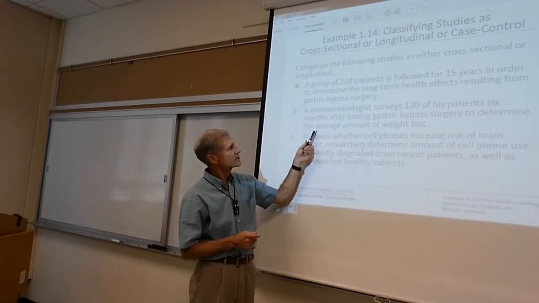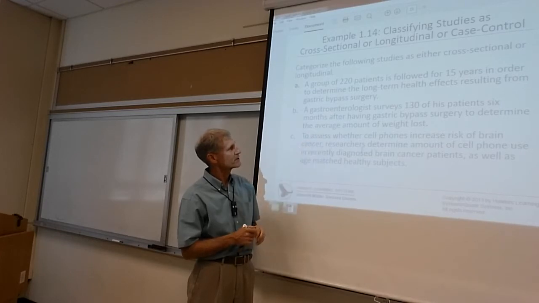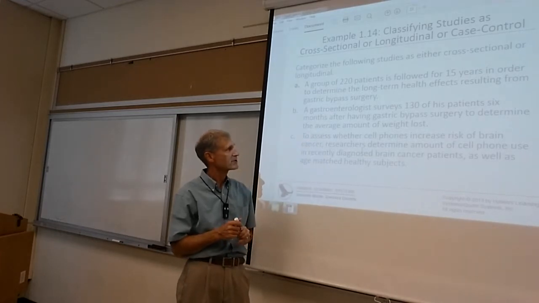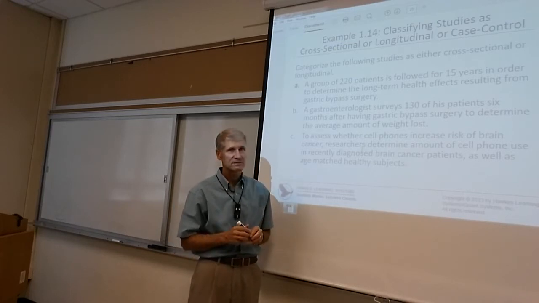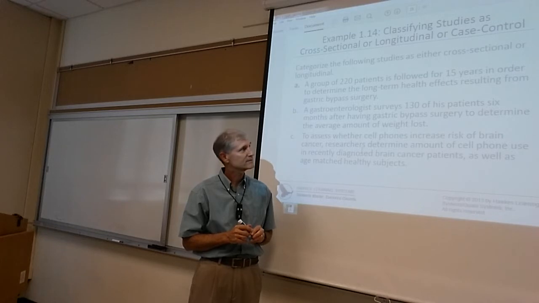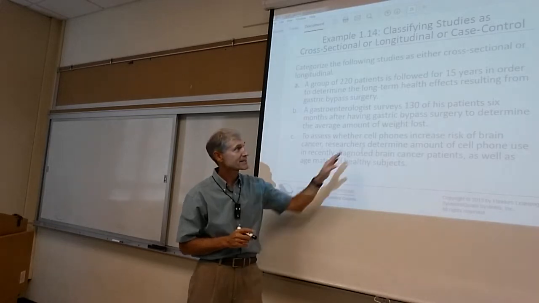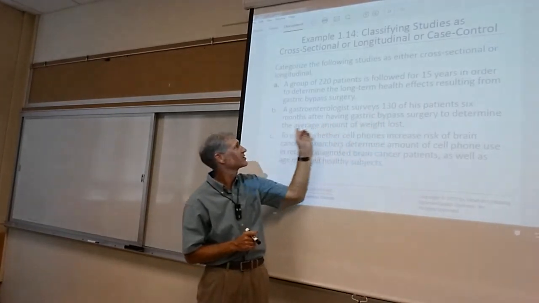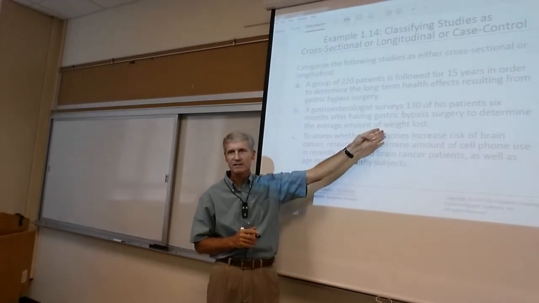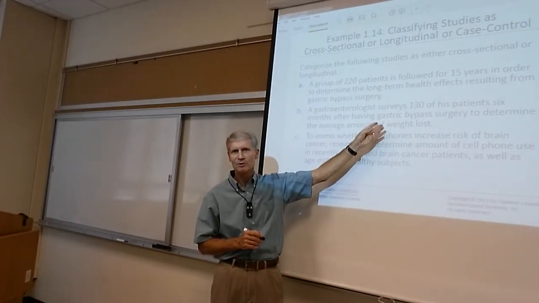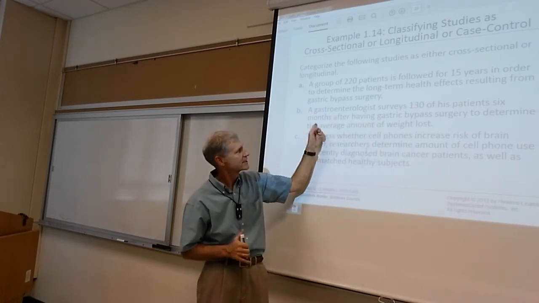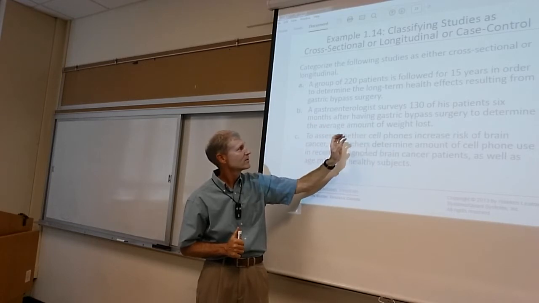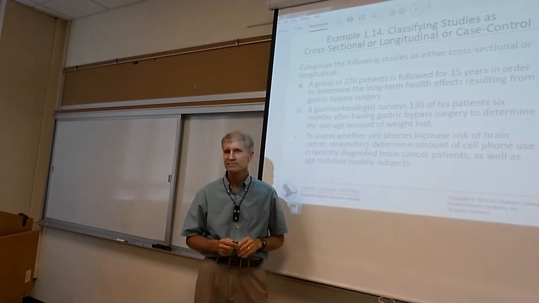A gastroenterologist surveys 130 of his patients 6 months after having gastric bypass surgery to determine the average amount of weight loss. He definitely has cases, 130 of his patients who had this surgery, but what about controls? There's no controls. And he's just looking at one point in time, 6 months after surgery, what's the average weight lost? That's a cross-sectional study, right?